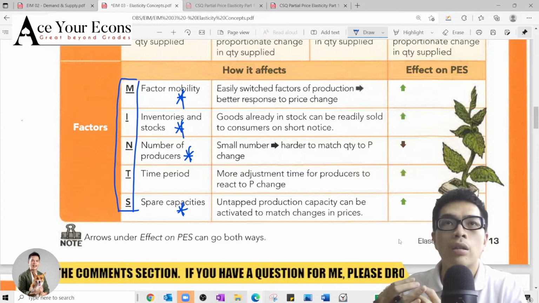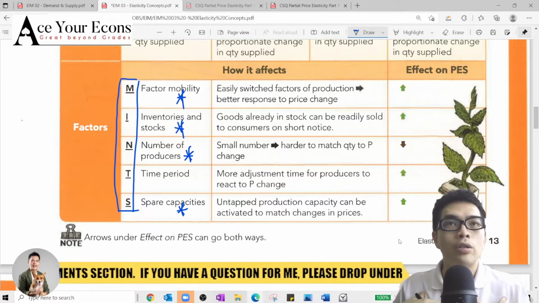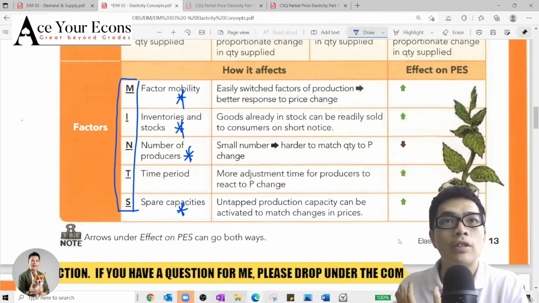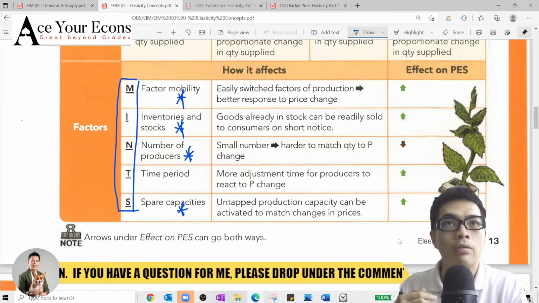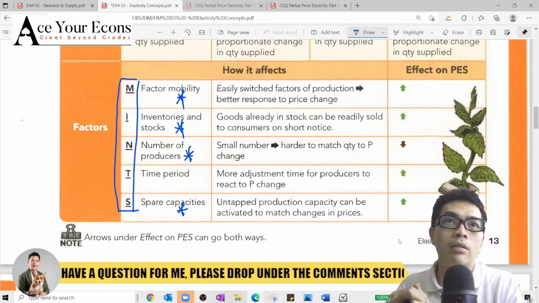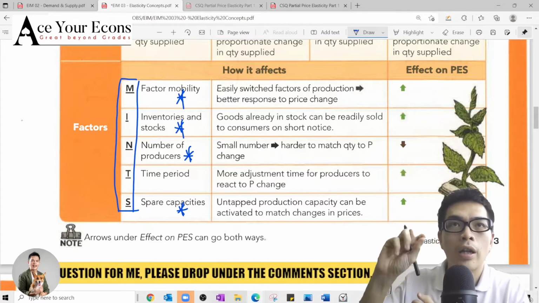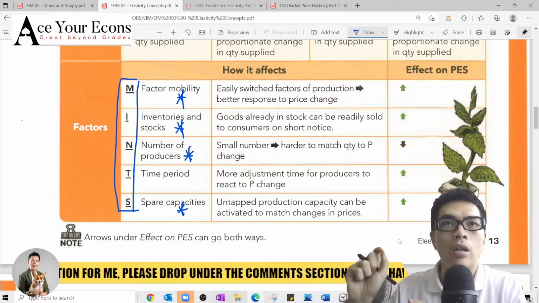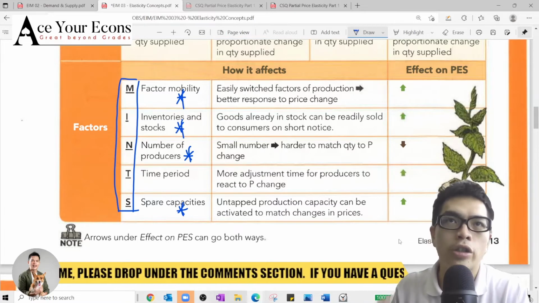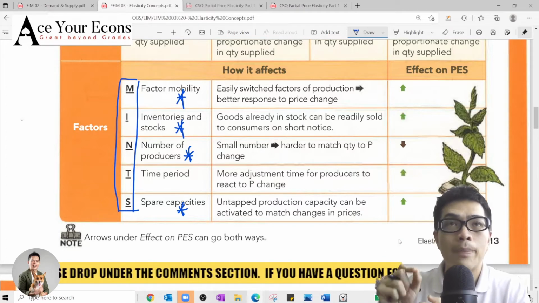Why? Because let's say if Mr. Teo wants to go into healthcare, I need to undergo 6 years of rigorous training to become a doctor. I don't have the skill set. There is factor immobility. Therefore, when there's an increase in price of healthcare, quantity supplied is not going to change a lot. So this is the reason from the labor perspective.